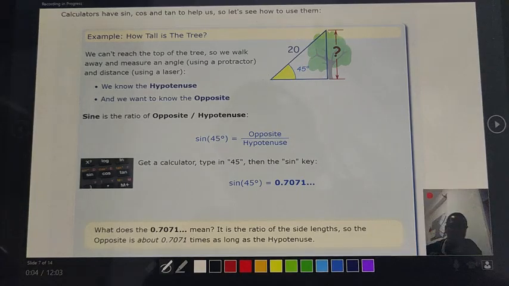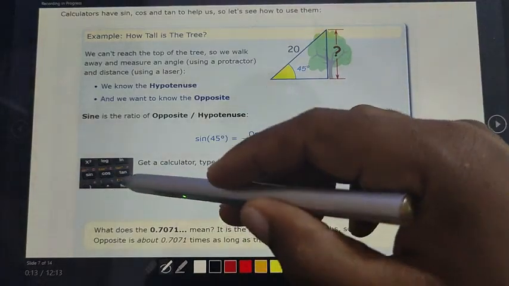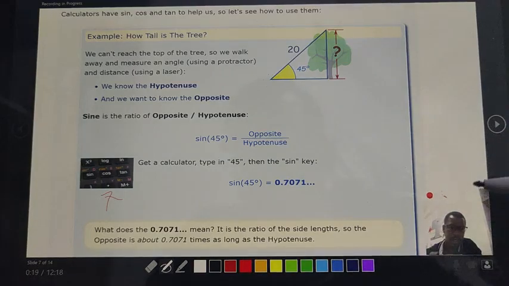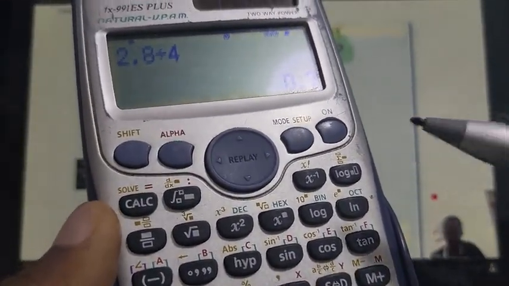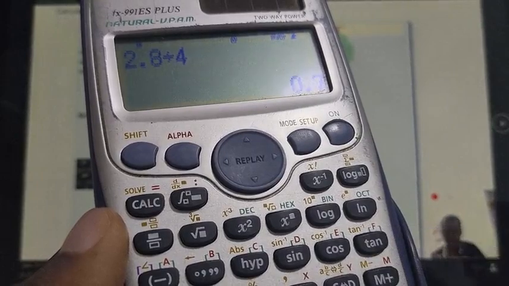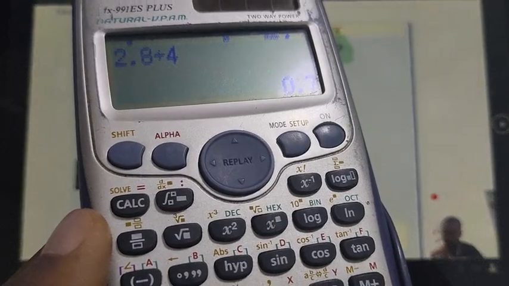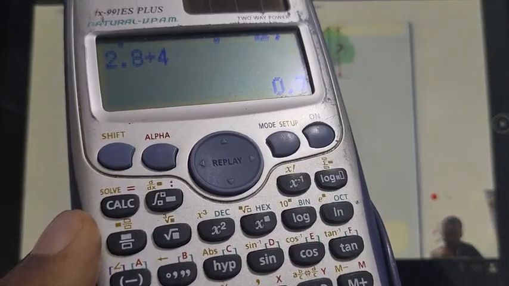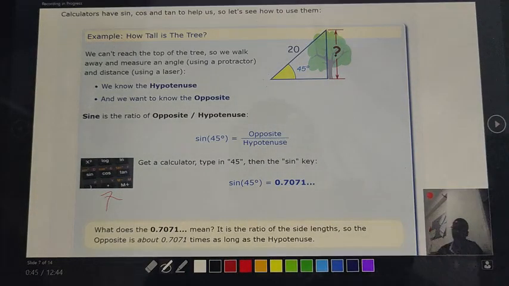Now, let's try to use the calculators. If you look at the calculator, you will see that there is a sine, there is cos, there is tan. There are these three functions. Those are trigonometric ratios in the calculator, so you can easily use a calculator to find those trigonometric ratios. All right, let's do that by looking at this example.